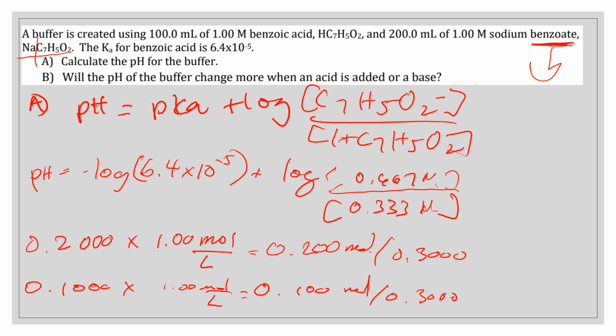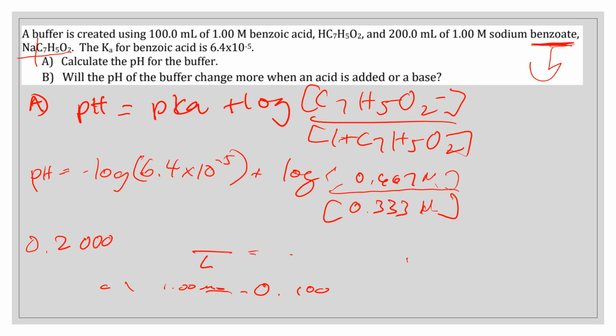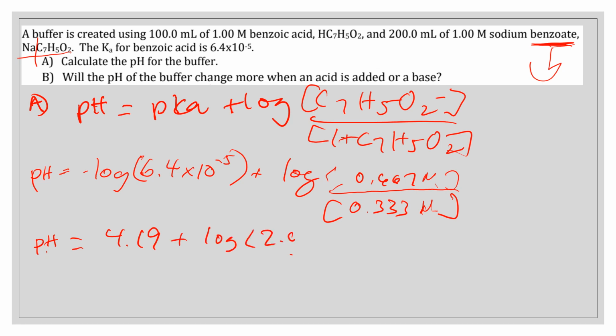So I need to erase this because I need way more space. So the pH will be approximately 4.19 plus log of 2.00. That will equal, when you do the calculation, 4.49 for my pH of this buffer.